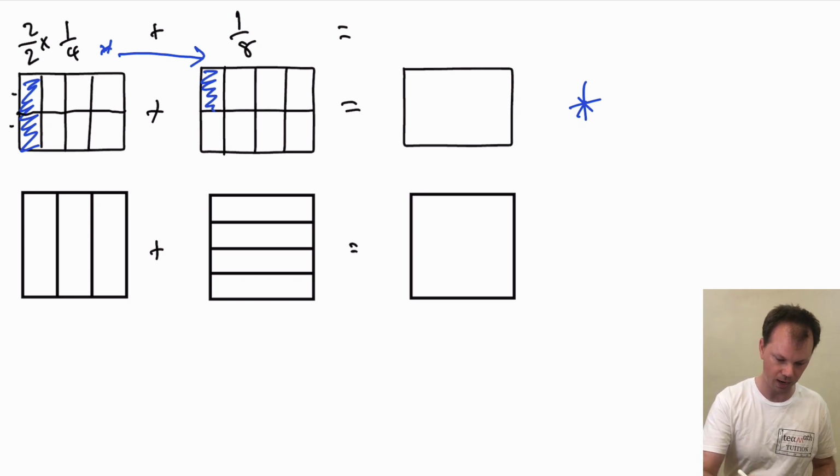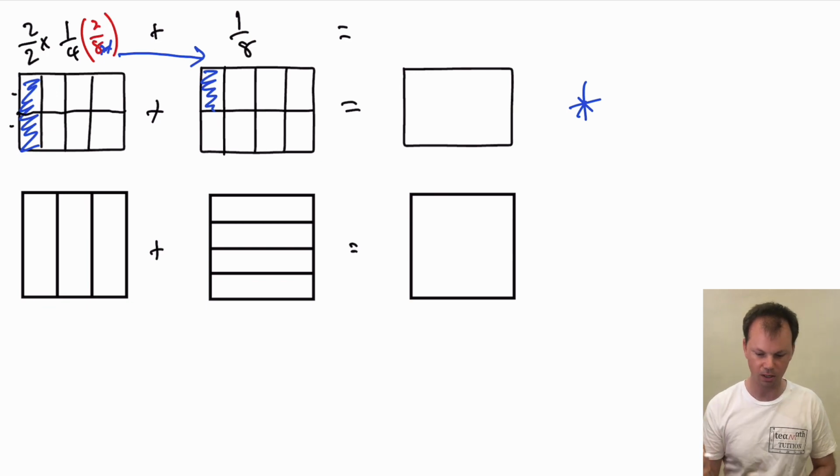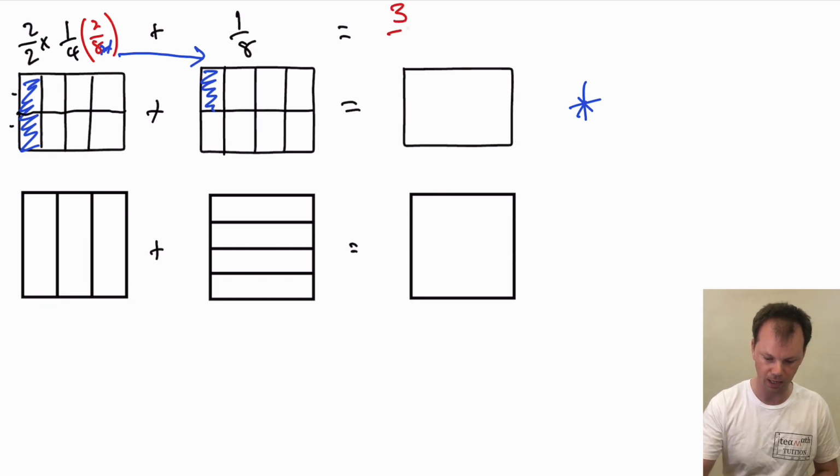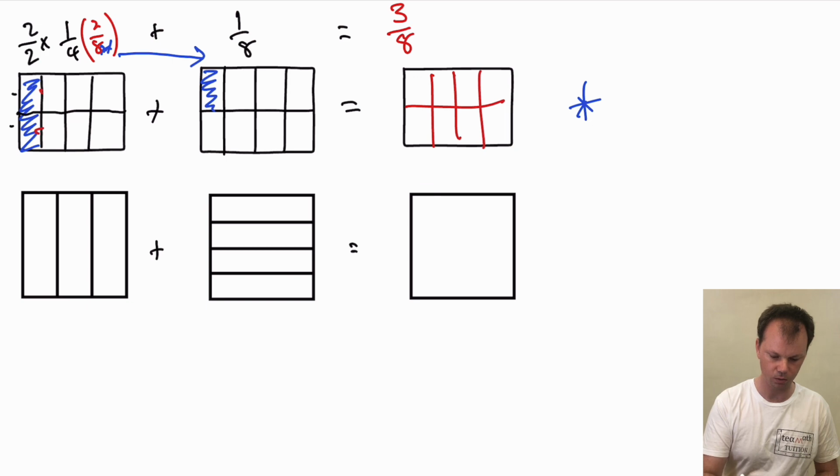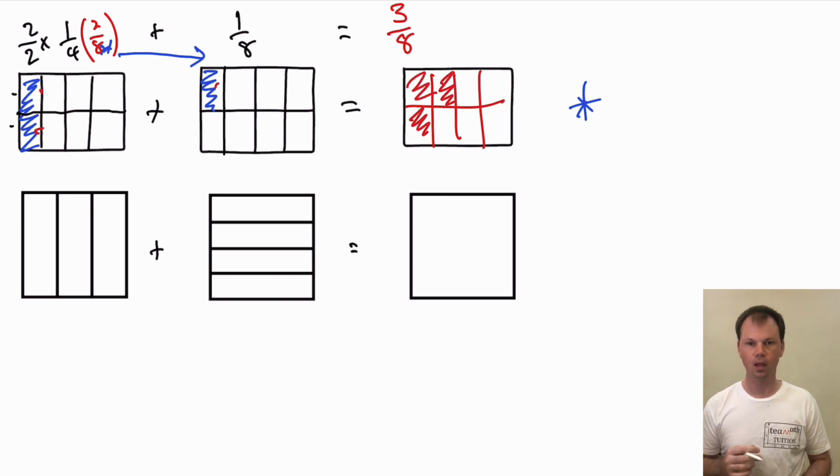Now I'm going to put in brackets what that equals. We've got 2 on 8 plus 1 on 8 equals 3 on 8. And we can easily draw the diagram of that. We've got 1, 2, 3, so we color in 3, and we're done.